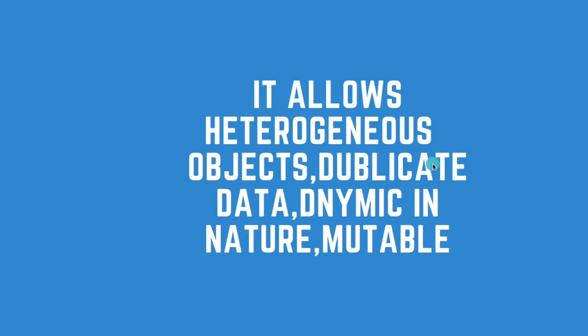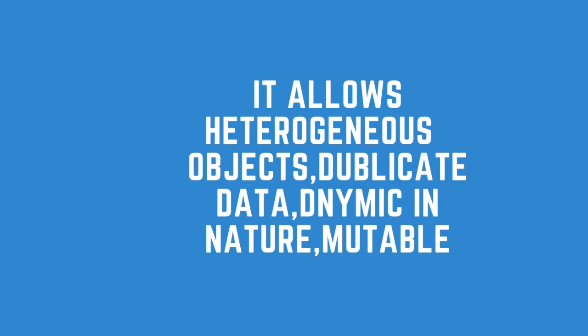The next line is duplicate data. That means a list allows duplicate data. And the next line is dynamic in nature. What does it mean? Suppose we have a list whose size is 6, we can change the size, we can increase or decrease the size of the list. That means our list is mutable, we can change the value of the list. That is known as the dynamic nature of a list.